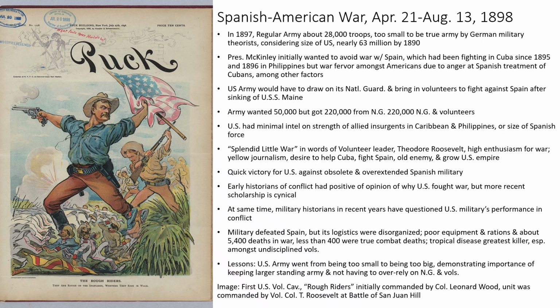And the U.S. did not have very much intel on the strength of the allied insurgents in the Caribbean or in the Philippines, or even the size of the Spanish force, but we built a very large army very quickly. Having a large army is fine, but you have to have enough supplies and food and uniforms for your troops. You also have to have enough medicine for them as well, because the Caribbean is a place of disease. It's a place of malaria and yellow fever, and germ theory is evolving in this period, but they don't totally understand yet that mosquitoes are an important vector for spreading malaria and yellow fever.